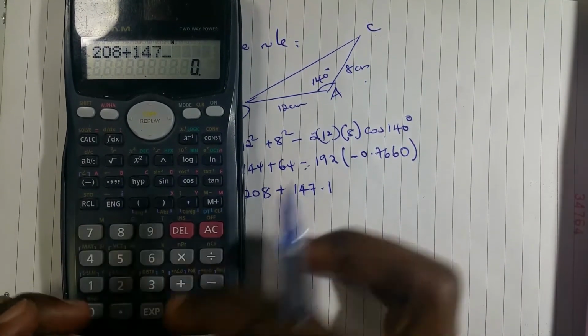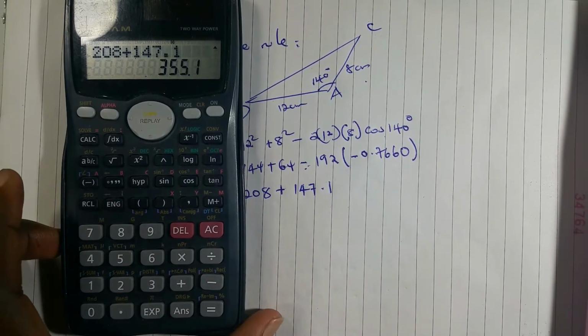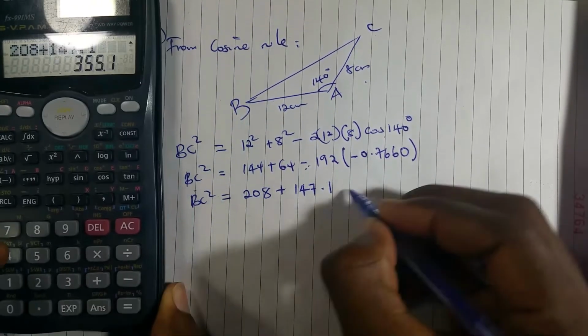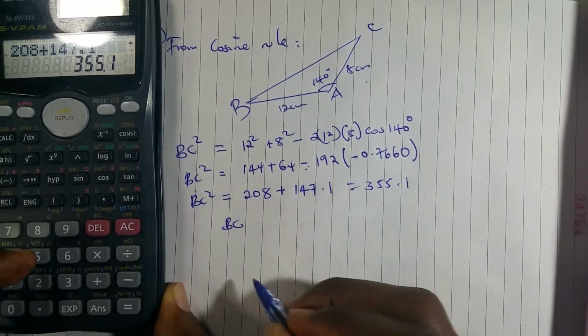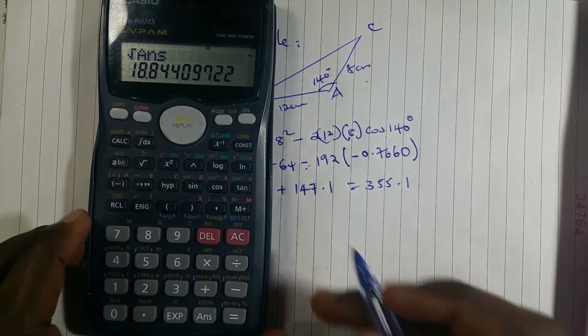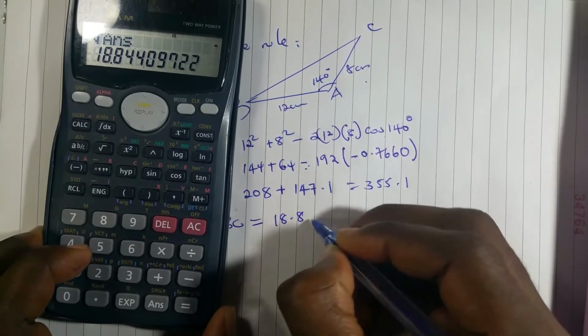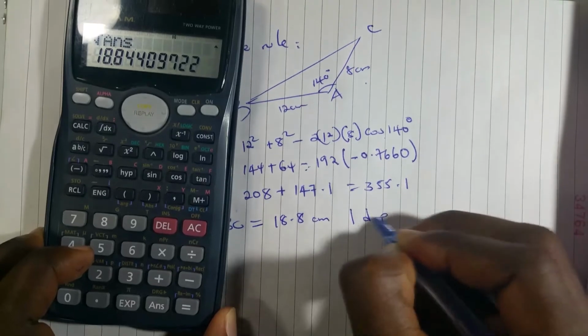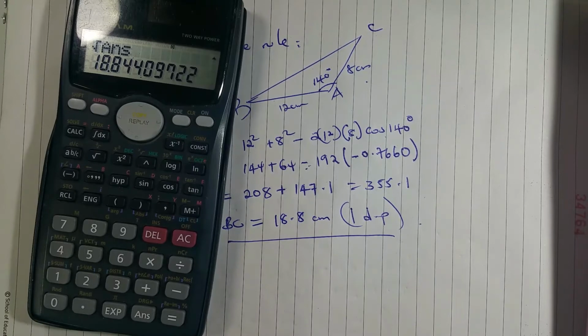Now we add that 208 plus 147.1, which will give us 355.1. Get the root of that to get BC, since BC was squared here. The root of our answer will be 18.8. Let's put it to 1 decimal place: 18.8 centimeters. That's how we can handle that. So look at the second example.